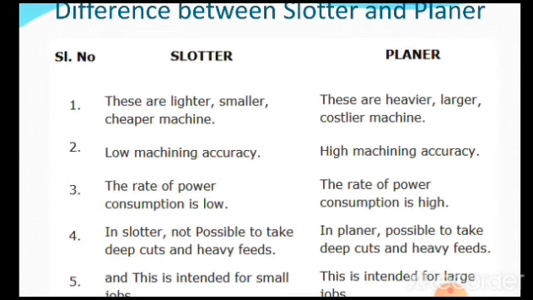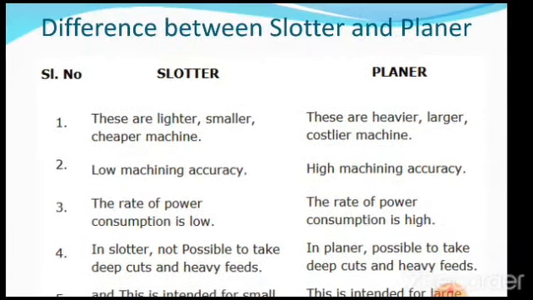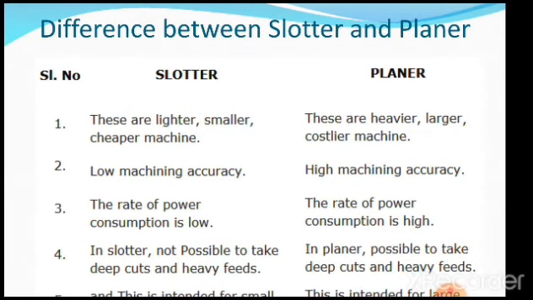These basic differences may come in the examinations, so you need to study properly. You need to understand the basic working principle here, because whether it is a slotter or a planer, in a planer the feeding is given to the table. That is very, very important. Whereas in a slotter, the feeding is given to the cutting tool.